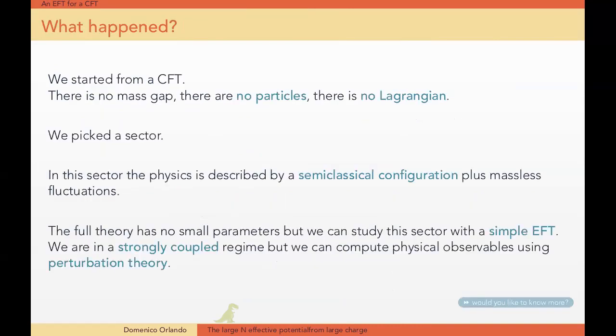Okay, so what are we seeing? Well, we started from a CFT. There was no mass gap, there are no particles, there's no Lagrangian. It's a CFT. But having picked the sector, the important thing is that the physics is described by a semi-classical configuration plus some massless fluctuations. And this configuration has no small parameter. Well, even though the system has no small parameters, in this sector we have found the controlling parameter, which is the inverse charge. So we can say things.